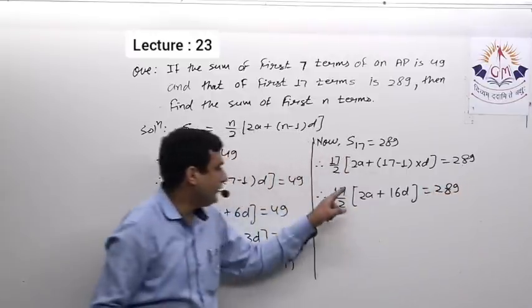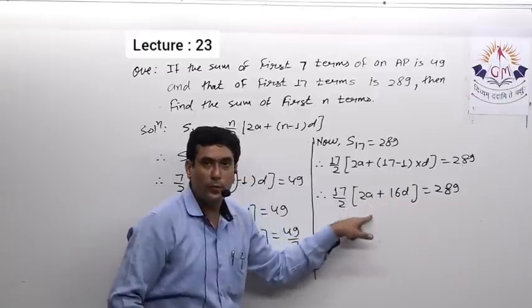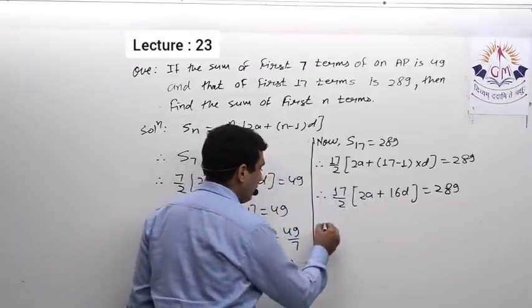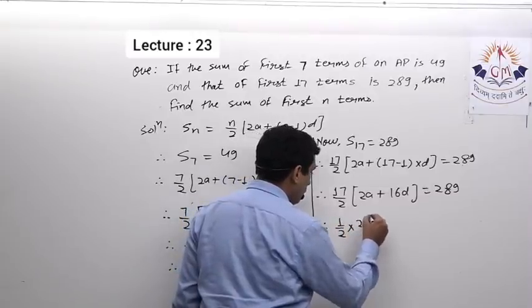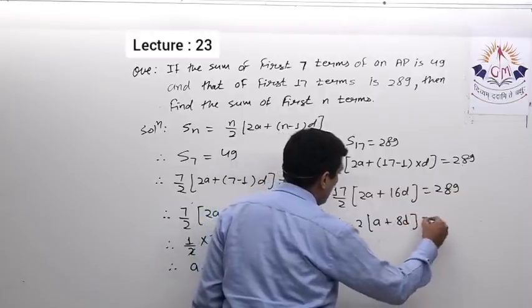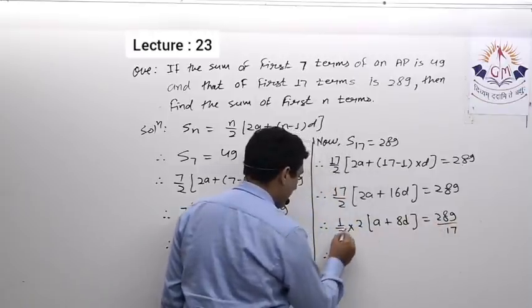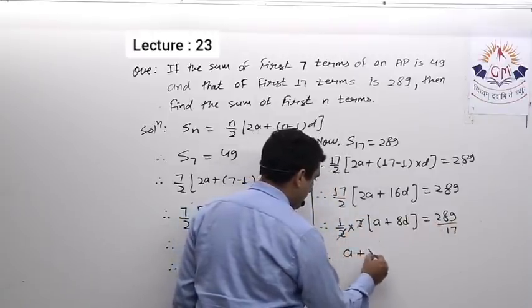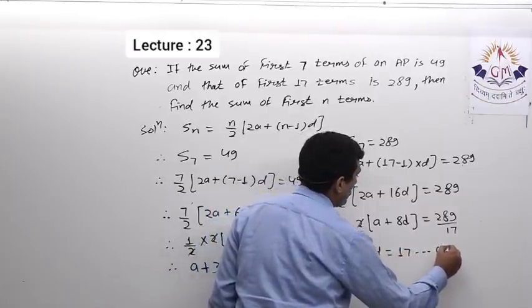What I will do, I will take this 17 on that side, as well as I will take 2 common from these two. So when I do this, what I will get, 1 by 2 into 2a plus 8d is equal to 289 upon 17. So ultimately what I got, a plus 8d is equal to 17. This is my equation number 2.